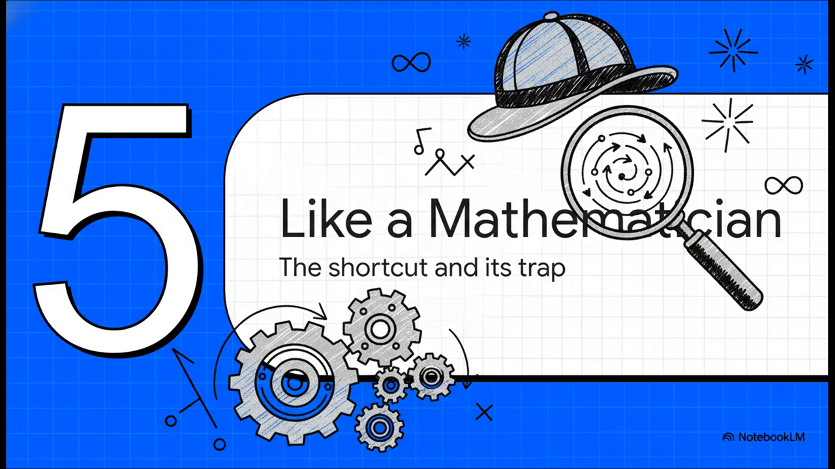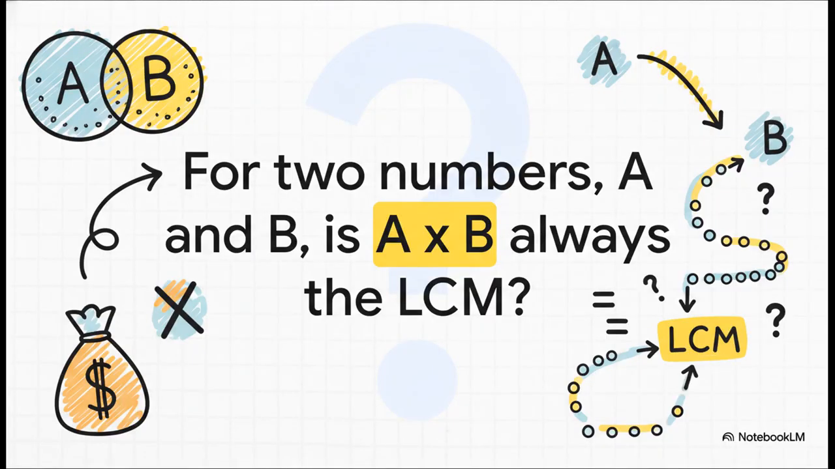Okay, now for my favorite part. This is where we go beyond just following steps. Let's put on our mathematician's hats and investigate a tempting idea, a potential shortcut, and see if there's a trap. So here's the big question. If you have any two numbers, let's just call them A and B, can you just multiply them together to find their LCM? I mean, wouldn't that be amazing? Is it really that easy?